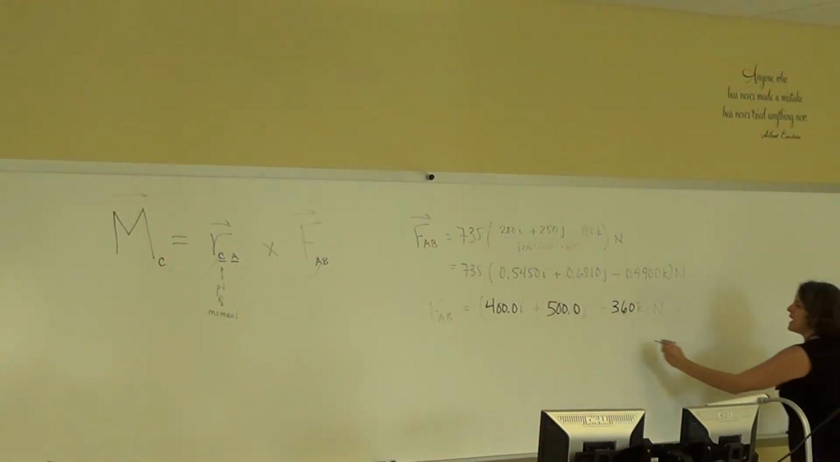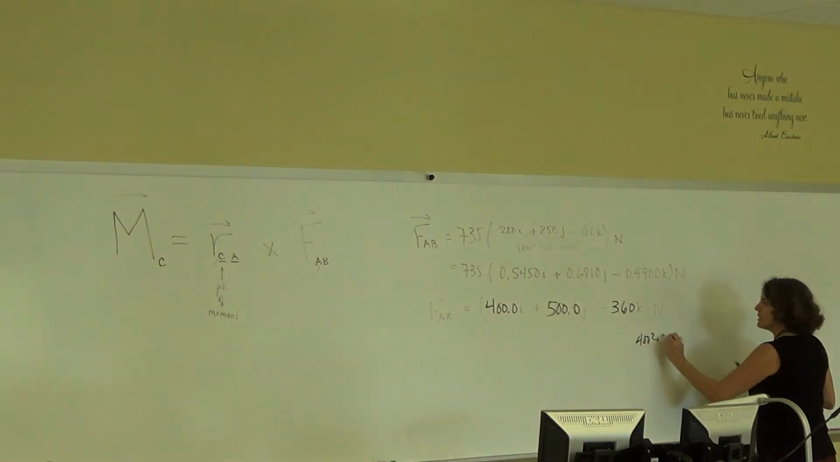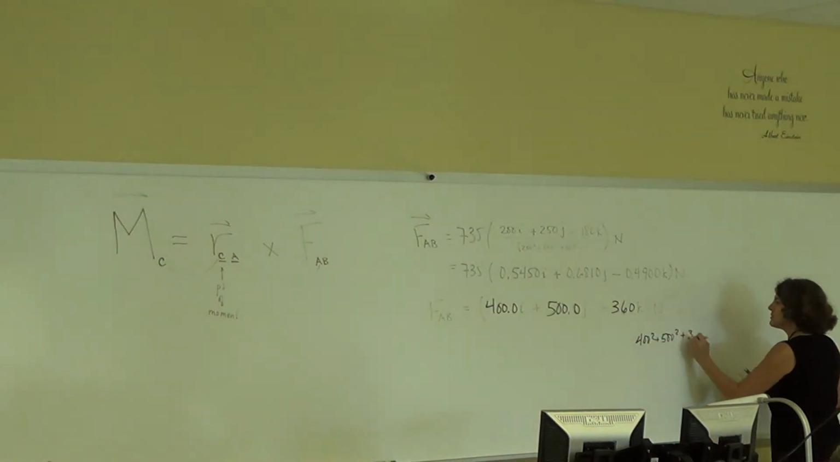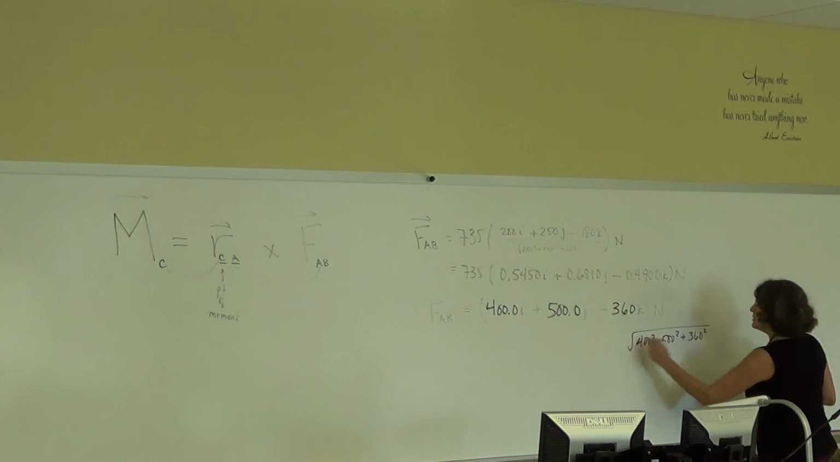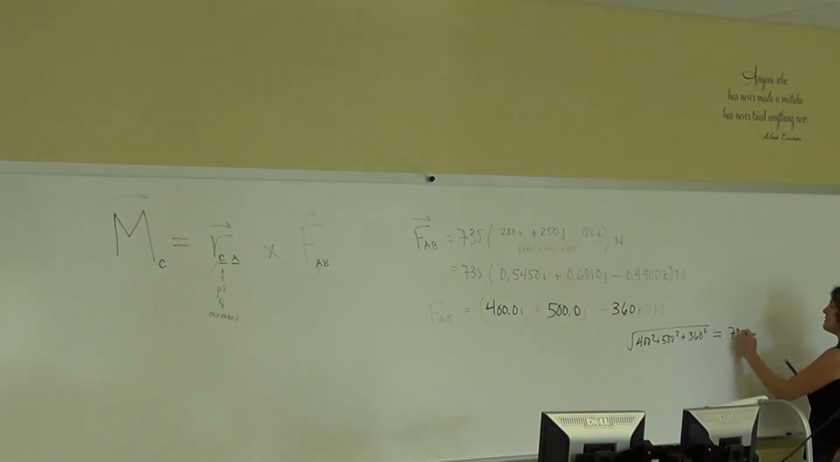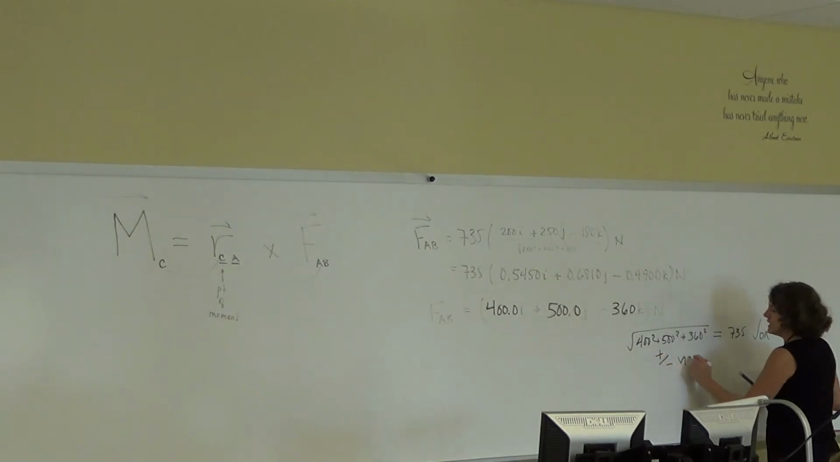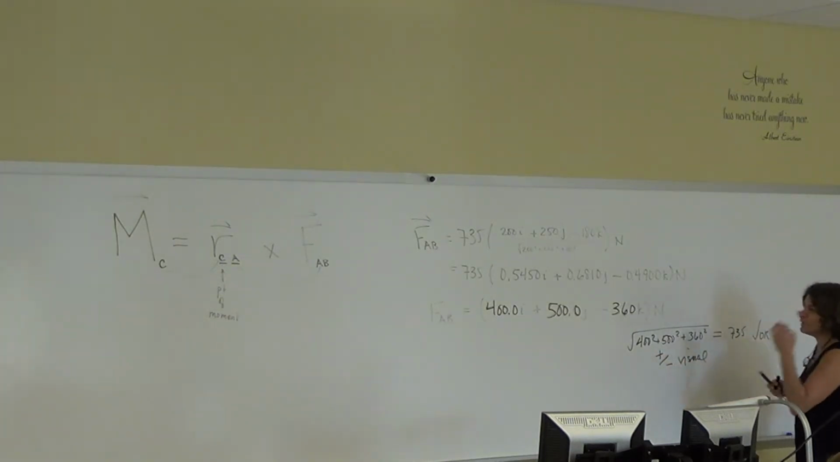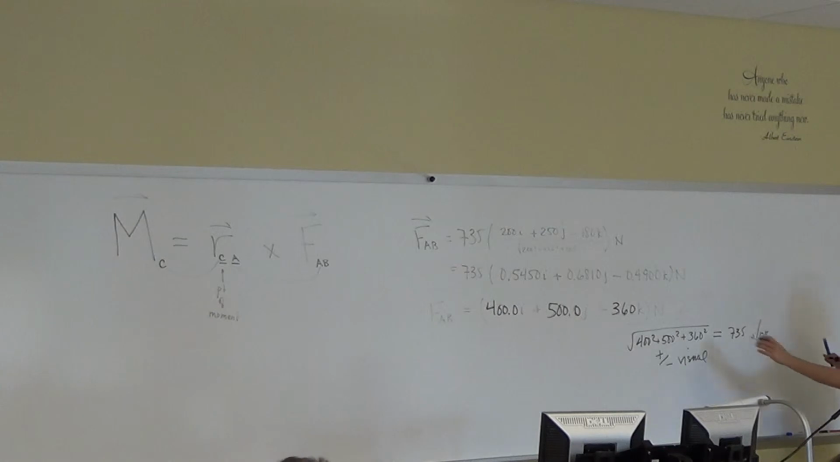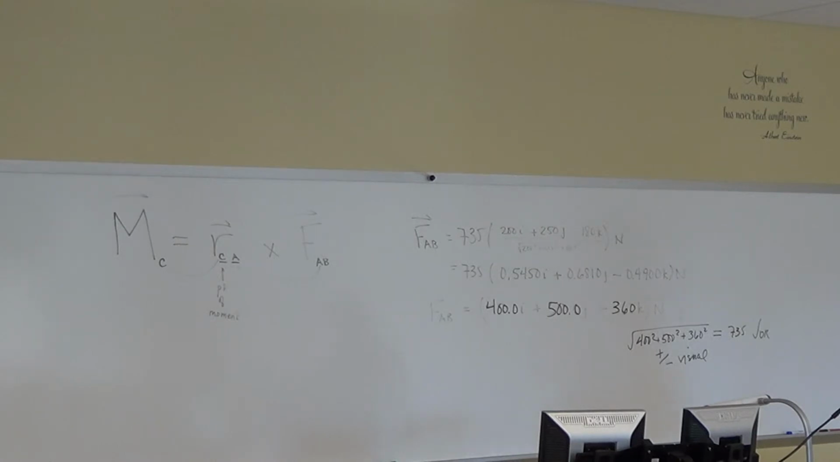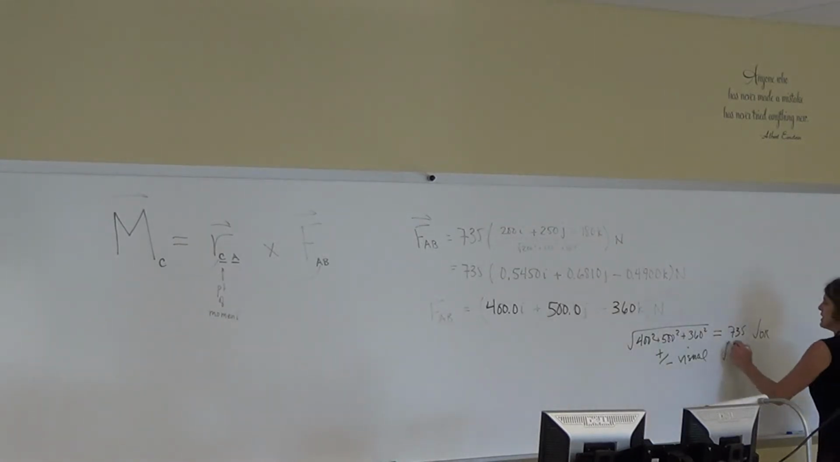Okay, so let's do our checks. 400 squared plus 500 squared plus 360 squared under the radical should be equal to 735, and it does. And then I'm going to do my positive and negative visual check. I asked you to do this on the exam, and some people forgot to do this. The x and the y should be positive, and yes, they are, positive x, positive y, and z is negative, so that's okay as well.